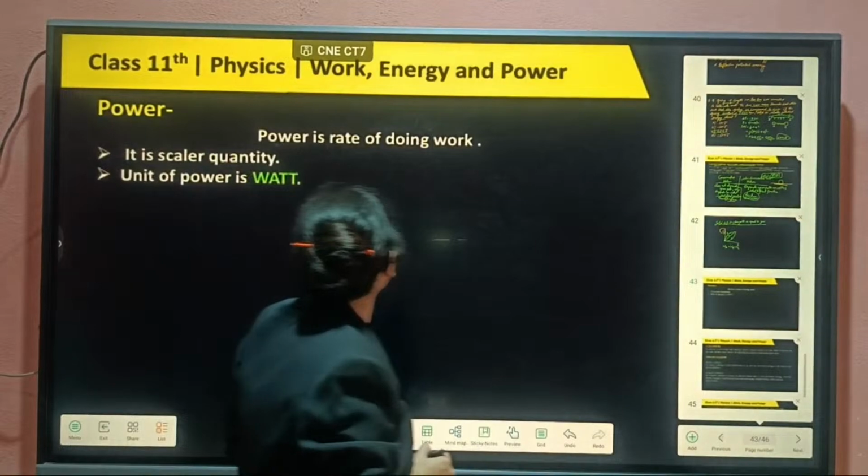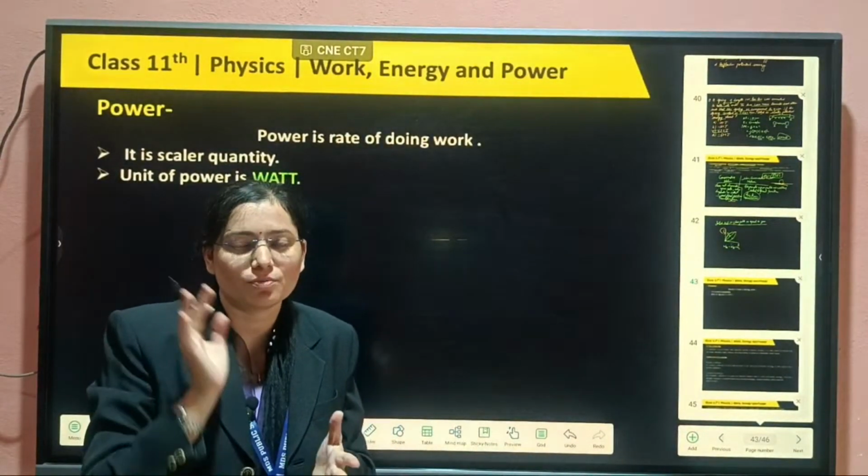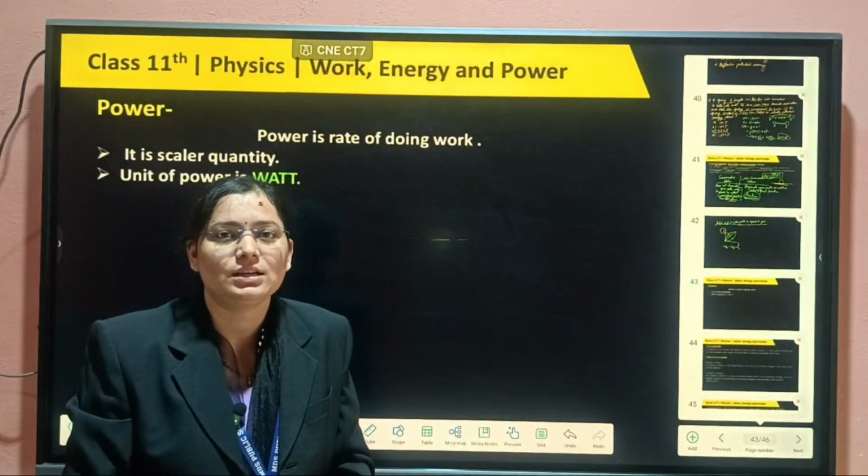Then the next topic will start, beta, power. We will discuss this topic in the next class. Then the last topic left is power and the collision of elastic bodies.